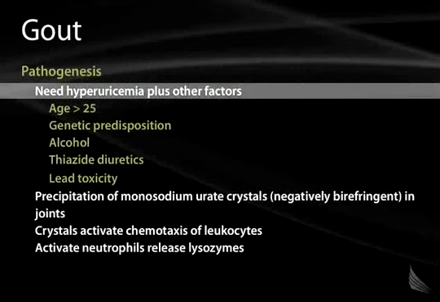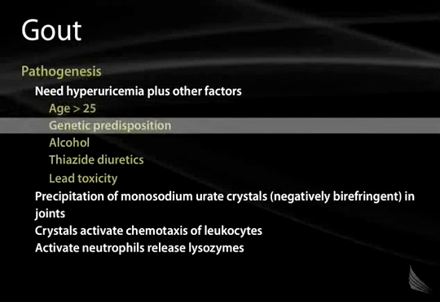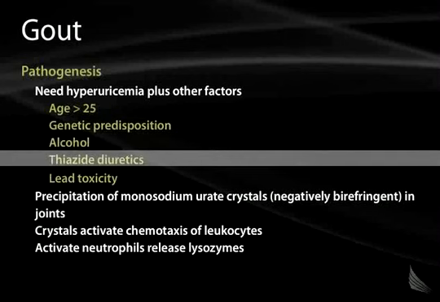Pathogenesis of gout: the primary thing that one needs for the development of this disorder is, of course, hyperuricemia. However, there does appear to be other factors that need to be present for the development of gout within the appropriate joints. You need to be dealing with generally older individuals who are over the age of 25, and again, individuals who may show a genetic predilection to the development of gout. Those patients who abuse alcohol or who are on thiazide diuretics may also be prone to developing this disorder.